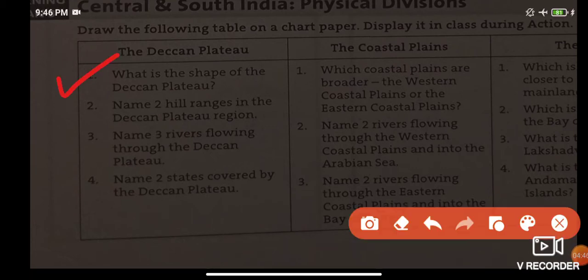Point number 1, what is the shape of the Deccan Plateau? Point number 2, name two hill ranges in the Deccan Plateau region. Point 3, name 3 rivers flowing through the Deccan Plateau. Point 4, name 2 states that are covered by the Deccan Plateau. That is about the Deccan Plateau, where you need to find all these 4 answers.